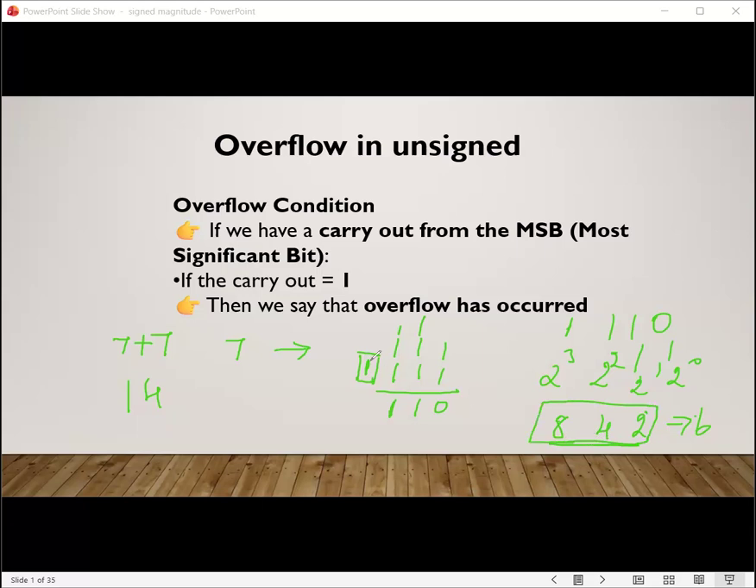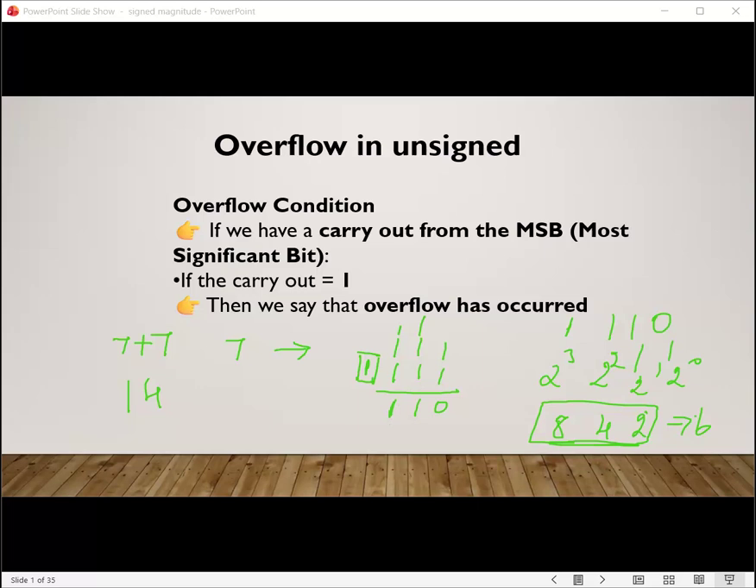But what happened here? The number of bits has exceeded. Here there are only 3 bits, but we got another bit, so this becomes 4 bits. This cannot be handled by the computer, and this problem is called overflow. So remember, in unsigned arithmetic, if you have a carry from the most significant bit position, then an overflow has occurred.